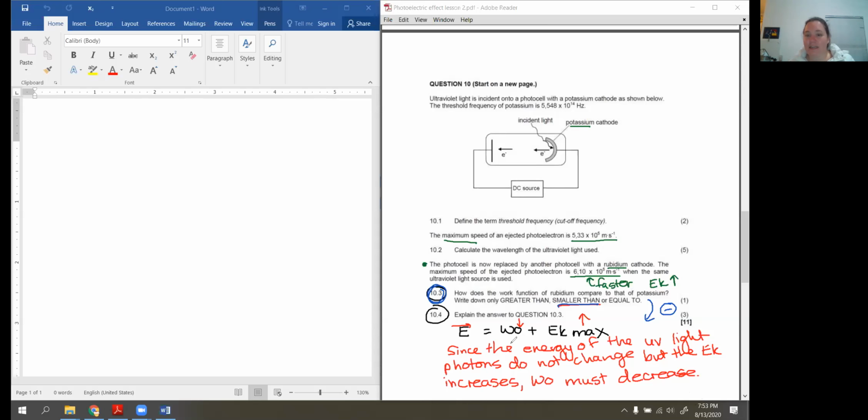Technically the marks here would be for the energy of the photon staying the same and the kinetic energy increasing, and probably that relationship. I couldn't really cut too much off here without potentially risking losing some of the 3 marks. Since 3 marks is rather generous, I would insist on putting in the formula, the energy of the photon staying the same, and the kinetic energy increasing.